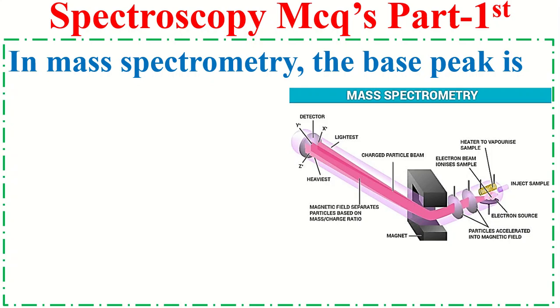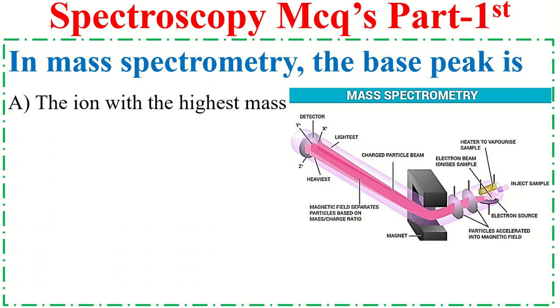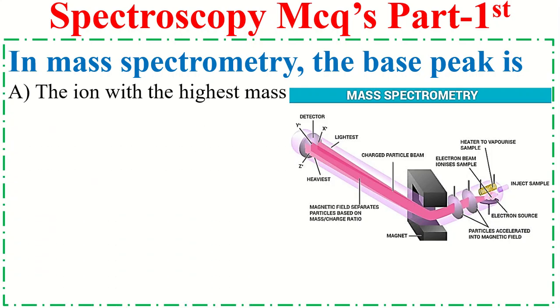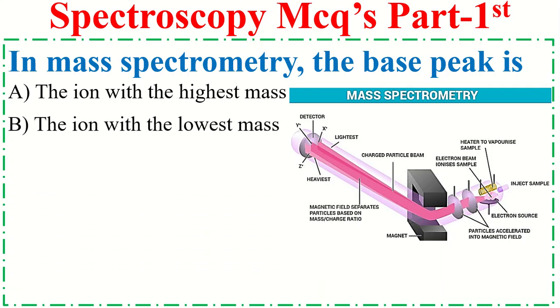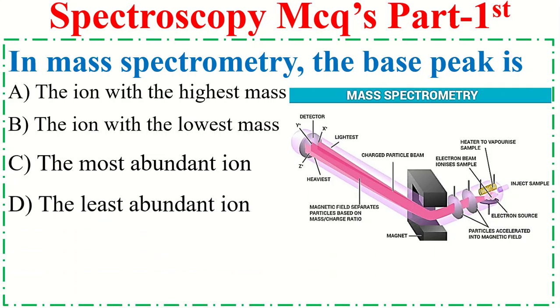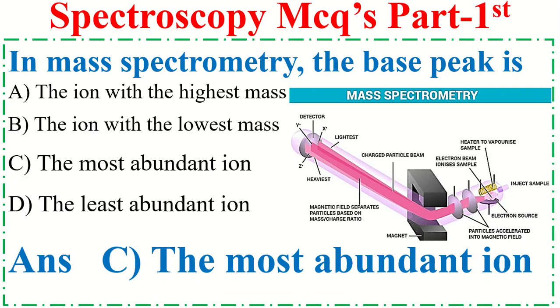In this video, we will discuss spectroscopy MCQs part first. In mass spectrometry, the base peak is: option A, the ion with the highest mass; B, the ion with the lowest mass; C, the most abundant ion; D, the least abundant ion. Correct option is C, the most abundant ion.